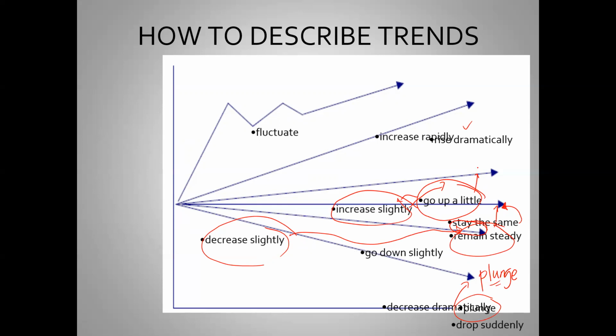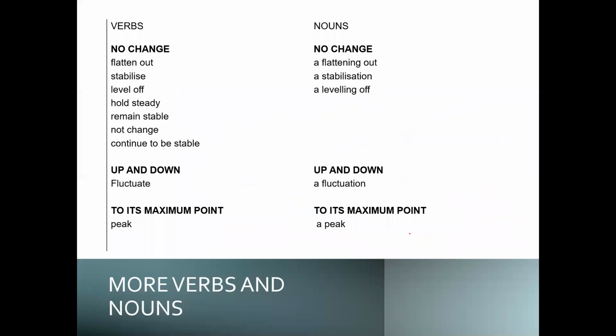And then go down slightly. Yeah, this part is go down slightly. Dia turunnya sedikit. Okay. So if there are some changes, you can say up and down, okay? Fluctuate or fluctuations. But in general, if there is no change, berarti kalau verb itu berarti flatten out. Tapi kalau flatten itu dijadikan noun, berarti dia flattening.